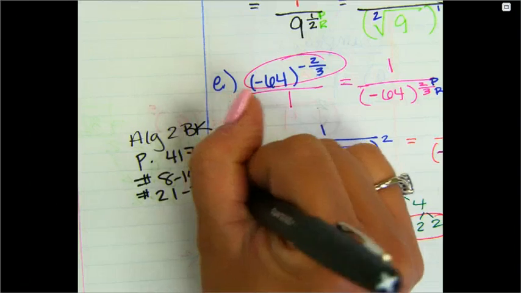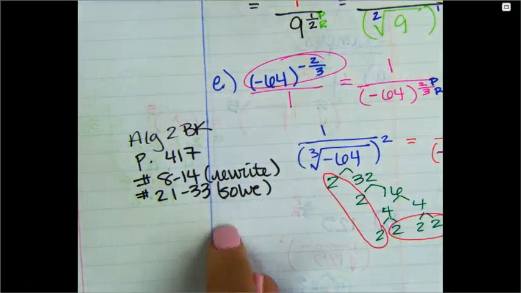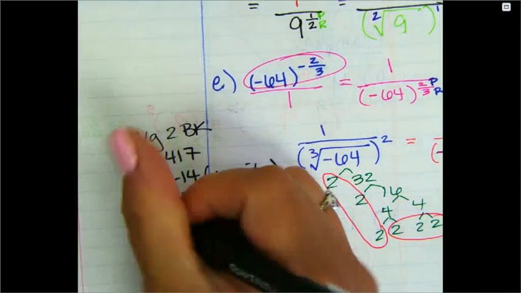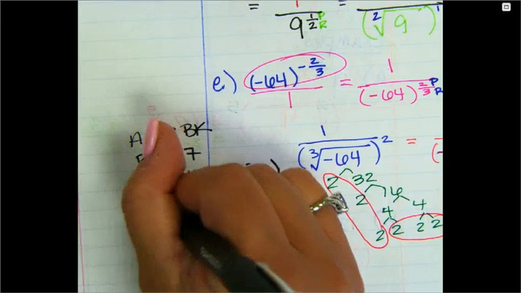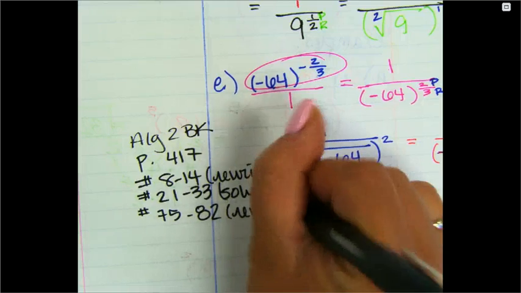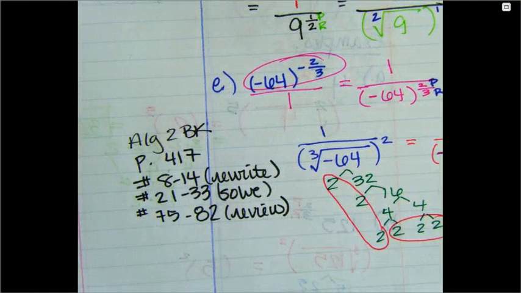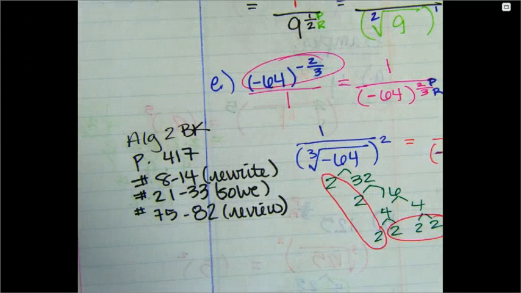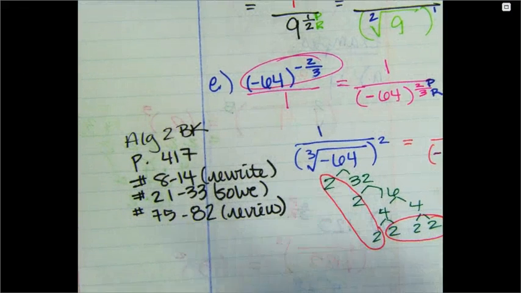This is where you start to solve, like you did in your notes. Then you're going to do 75 to 82. It's going to be review because next week you have a test. Okay? So the numbers are on the board. It's rewrite, solve, and then review. The review is exponents.